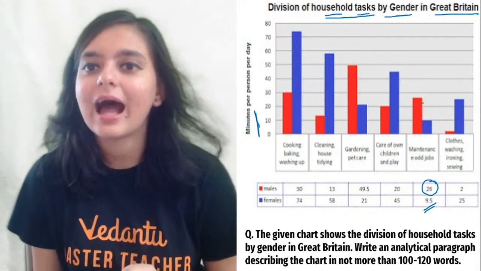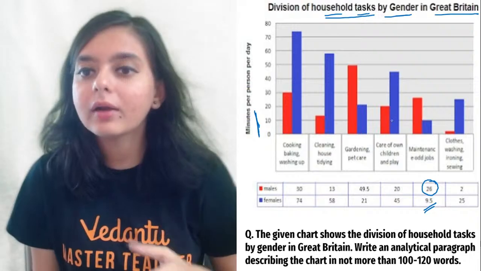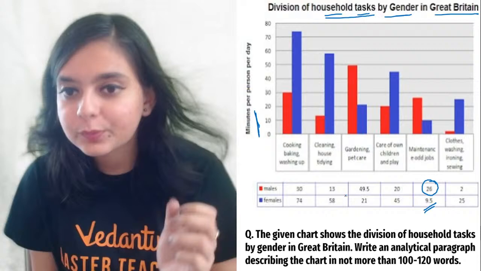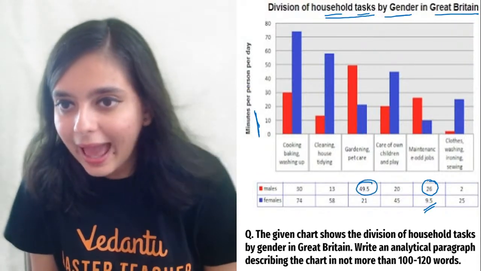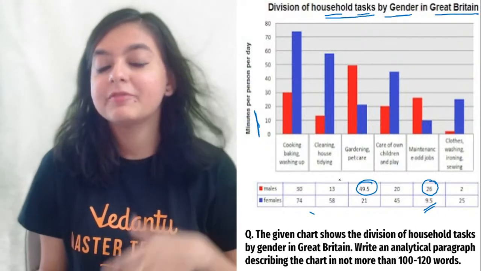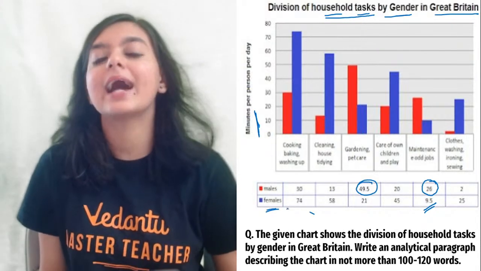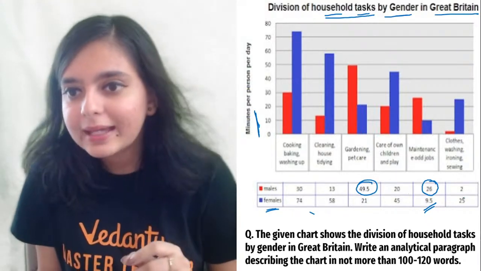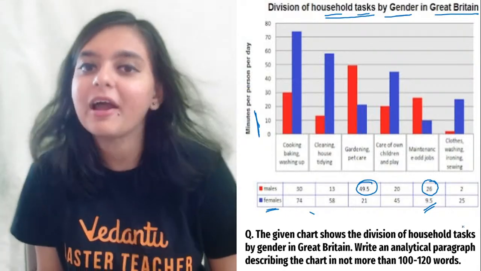So see here the graph is reversed. So far, the minutes devoted by males were much lesser, except in gardening and maintaining odd jobs. For the rest of the household jobs, who is doing more? Females are devoted to the household jobs more than the males, right? See over here again, clothes washing, males are only 2, whereas here we are seeing 25 minutes.